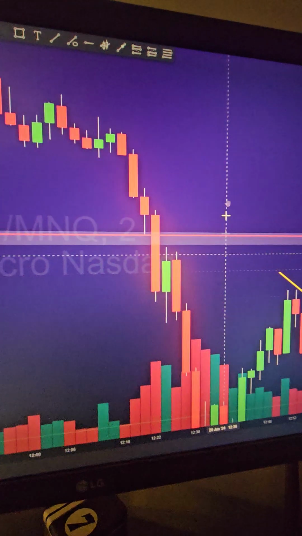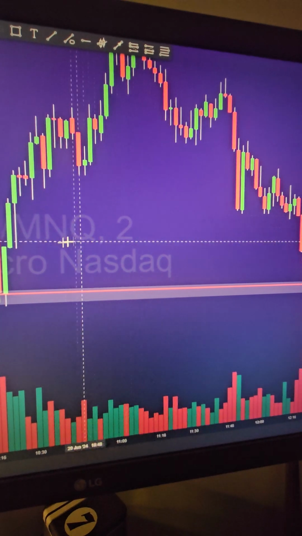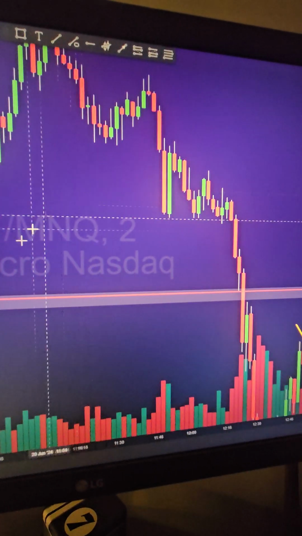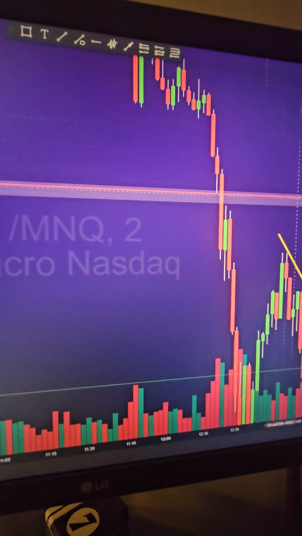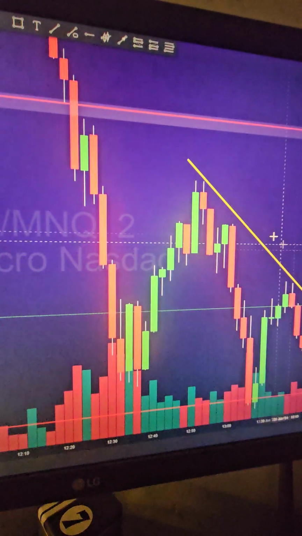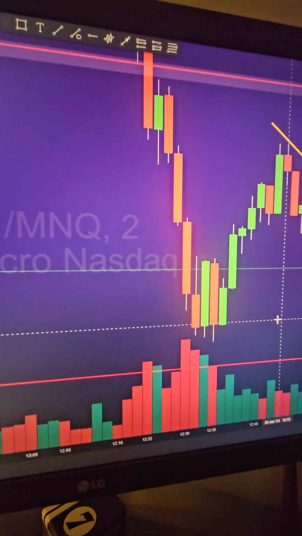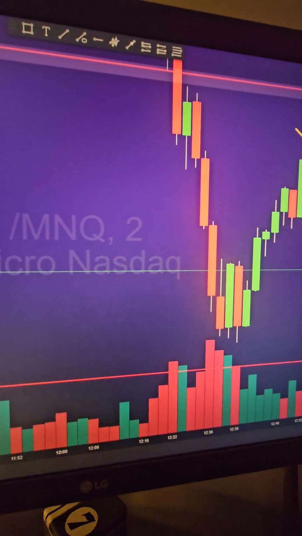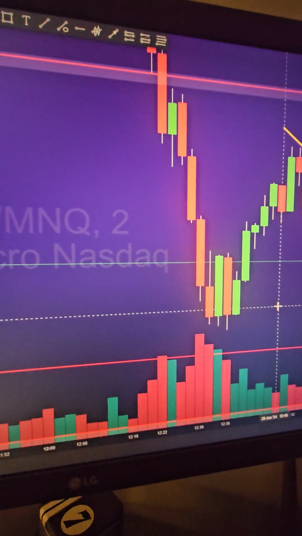The price has been falling for quite a bit. We bounced off of support, then we came crashing through, and we're just falling pretty much all day. So I'm starting to look for a reversal because we're starting to fall so much. At some point, you're going to reverse.